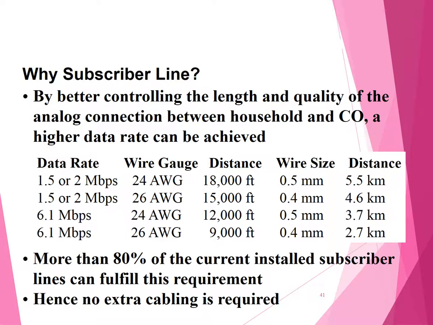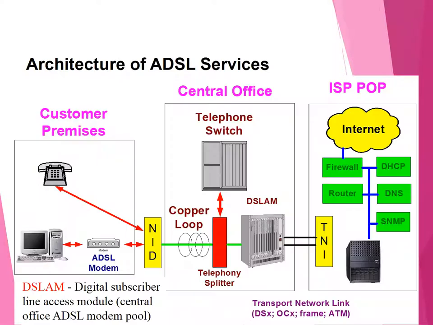Why subscriber line? By better controlling the length and quality of the analog connection between household and CO, a higher data rate can be achieved. Data rate 1.5 to 2 Mbps, 6 Mbps; wire gauge 24 AWG, 26 AWG; distance 18,000 feet, 15,000 feet, 12,000 feet, 9,000 feet. Wire size 0.5 mm, 0.4 mm; distance 5.5 km, 4.6 km, 3.7 km, 2.7 km. More than 80% of currently installed subscriber lines can fulfill this requirement, hence no extra cabling is required.